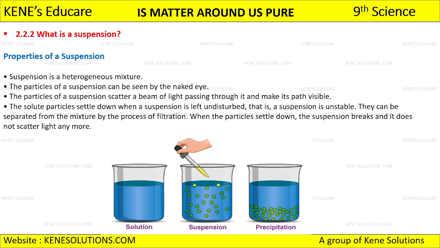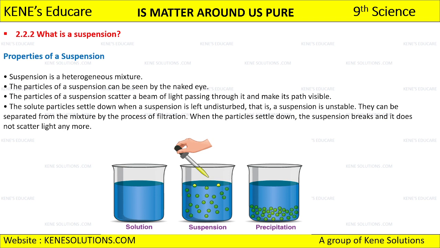So the solute particles settle down when a suspension is left undisturbed. If you are not disturbing the suspension, what will happen? All the solute particles will go and settle down in the suspension. Okay, they are going to settle down at the bottom if we keep it undisturbed, and then we can say that the suspension is unstable. Okay, so they can be separated from the mixture.